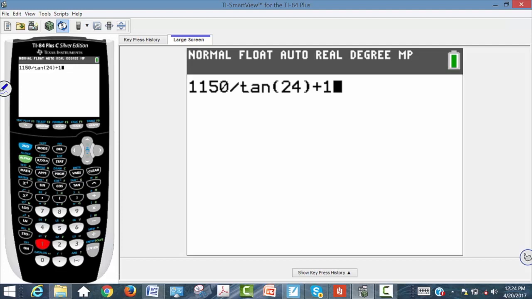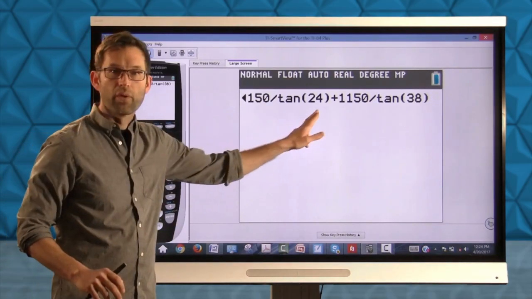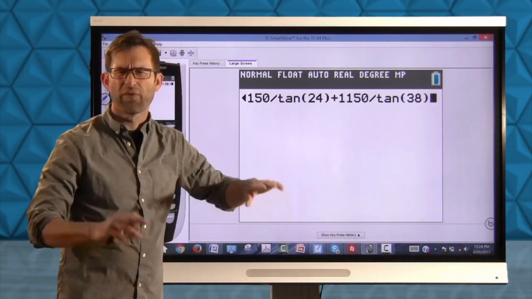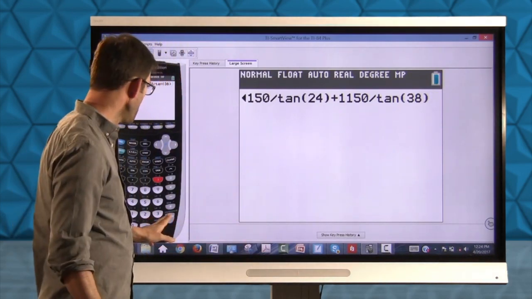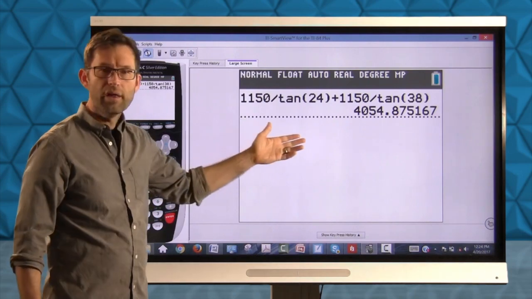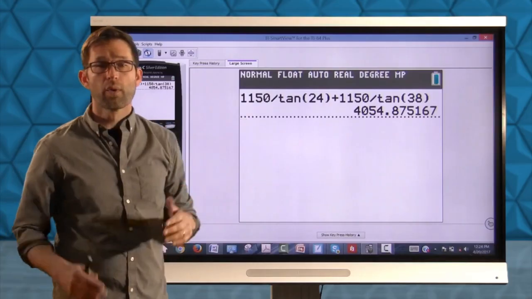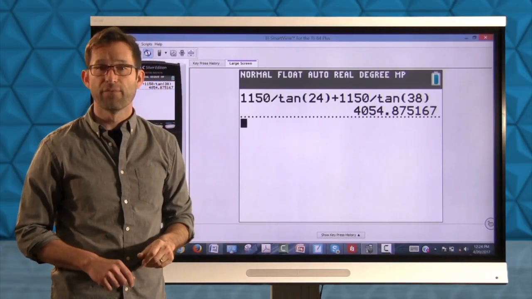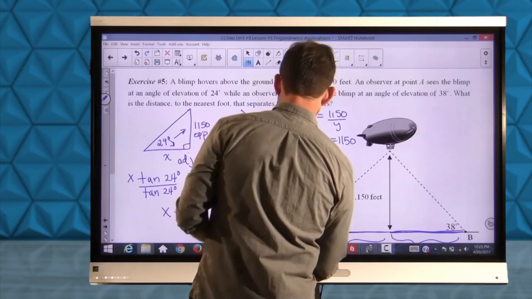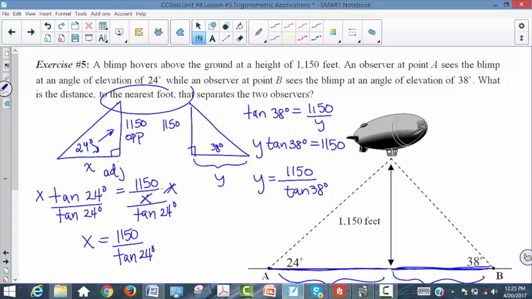Plus 1,150 divided by the tangent of 38. Now it's very important that you've got the parentheses closed on the 24 and the 38. Without them, the calculator gets all sorts of confused and will give you the wrong answer. But there it is. They are 4,054.87, etc. feet apart. So rounded to the nearest foot, they are 4,055 feet apart. X plus y equals 4,055 feet.